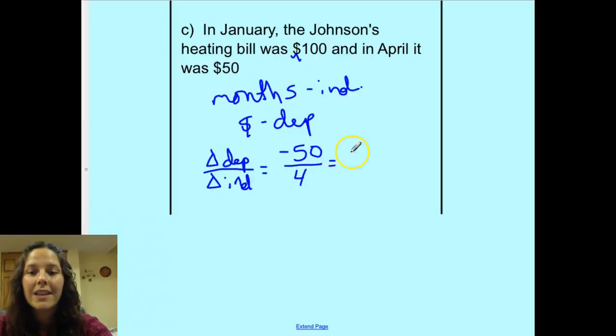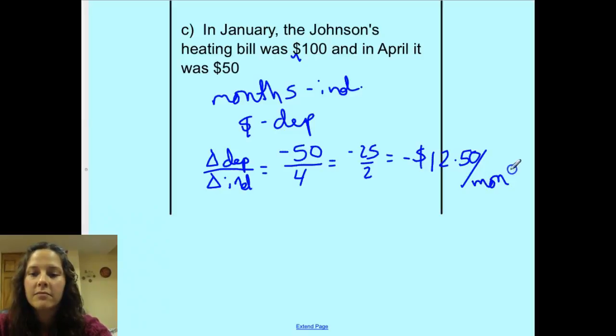Simplifying, we get negative 25 halves. But again, we're talking about money, dollars per month. So it does not make sense to leave your answer as a fraction. We don't talk about money in terms of fractions. We talk about it in terms of decimals. So it would be a negative $12.50 per month. And that makes sense. Your heating bill will go down as the months get warmer.